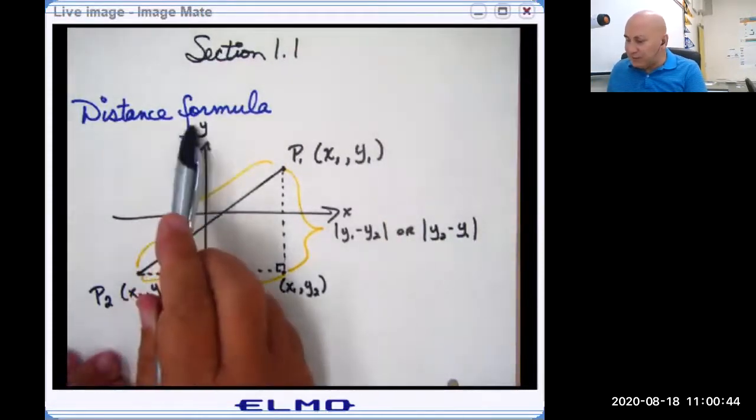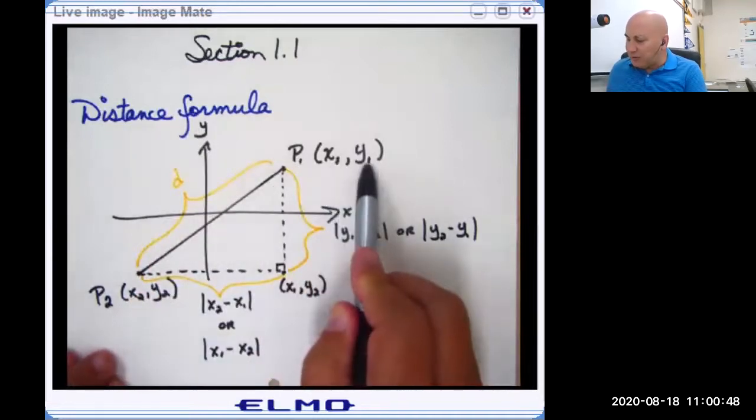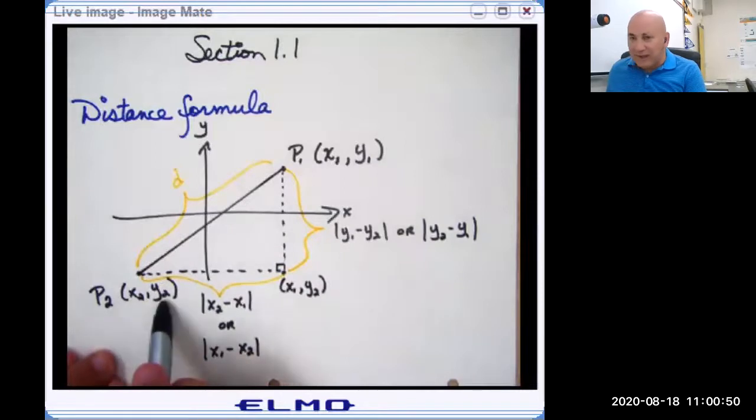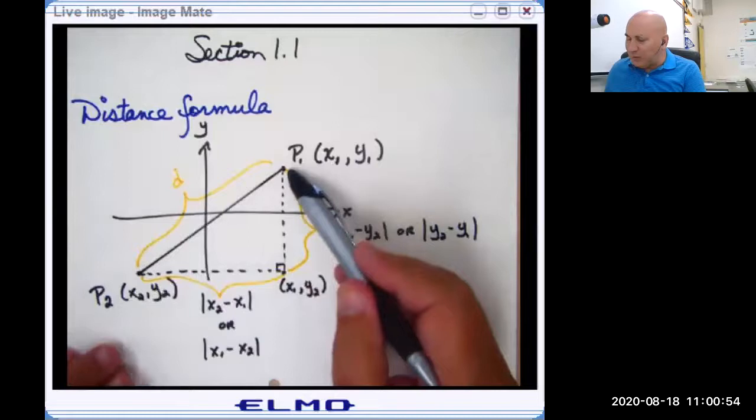First is the distance formula. I have point P1 that has these coordinates. I have point P2 that has these coordinates. What is this distance D between them?